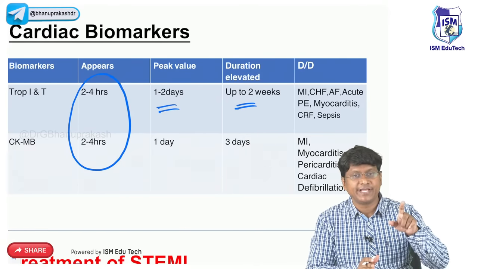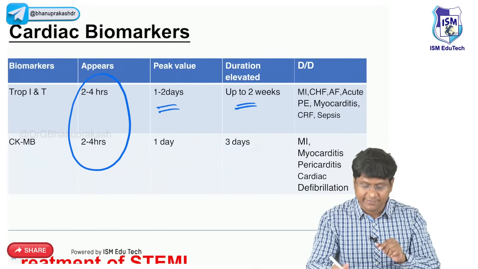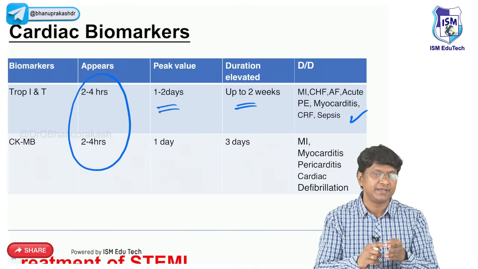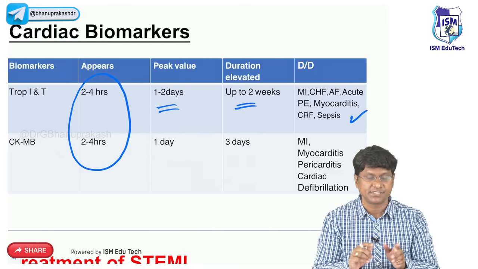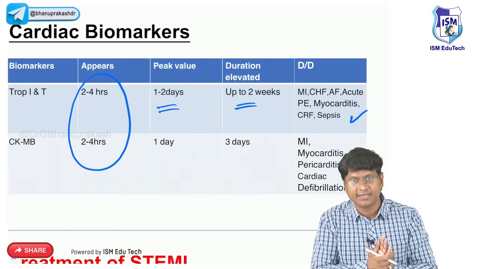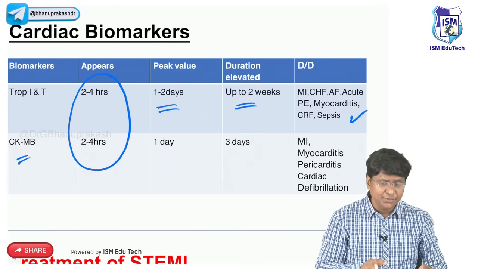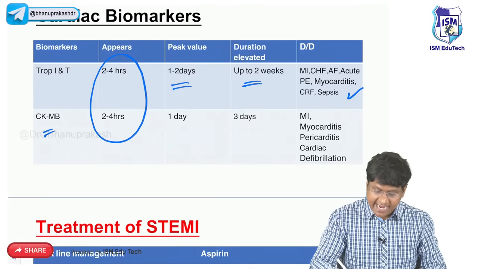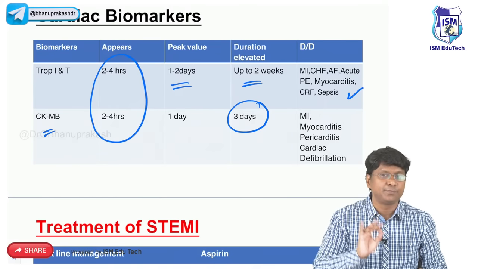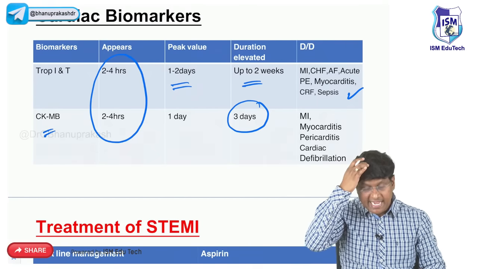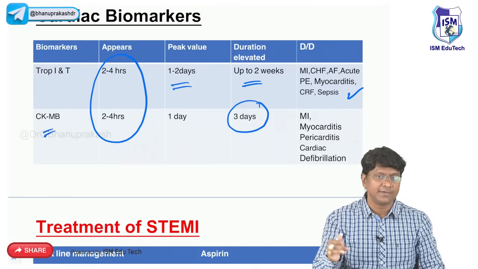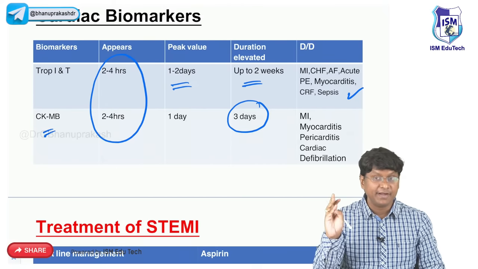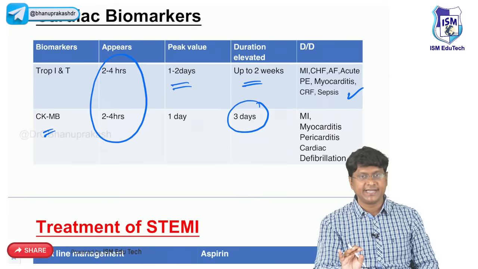But you need to know the differential diagnosis. What are the other conditions where the troponins are elevated apart from MI? That is congestive heart failure, atrial fibrillation, acute pulmonary embolism, myocarditis, chronic renal failure and sepsis. In all these conditions, the troponin levels may be elevated. Then you take this CKMB. CKMB will reach the peak value within 1 day and it will remain elevated for up to 3 days, right? And after 3 days, it will return back to normal. And what is the differential diagnosis apart from MI? This CKMB can also be elevated in myocarditis, pericarditis and as well as cardiac defibrillation.